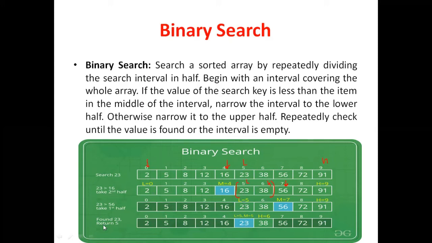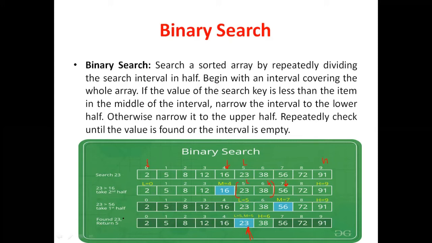So now in this case our mid value is at the 5th location. Now check what is in the middle: 23. And what you want to find is 23. So 23 is equal to 23, which means your search is successful. That means you have to follow these three conditions.